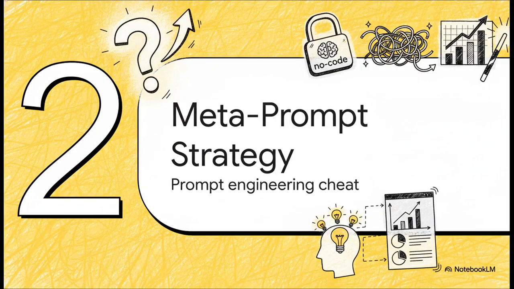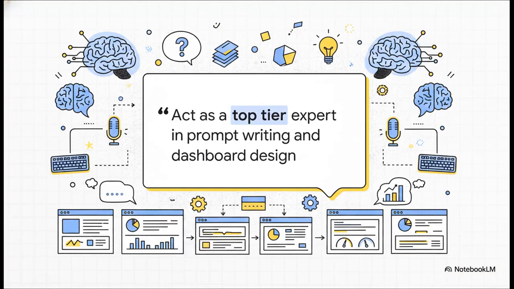Moving on to Section 2, the AI meta prompt strategy. Basically, the prompt engineering cheat code. Now, this strategy is the absolute genius trick that lets you bypass coding entirely. See, the biggest mistake people make when using AI for data is trying to write the instructions all by themselves.